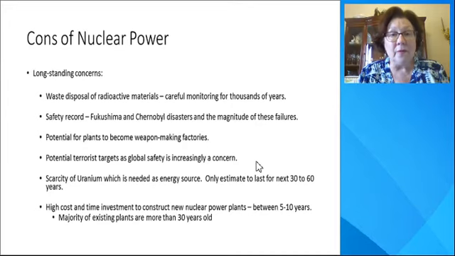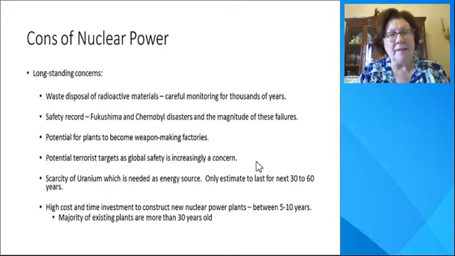There's potential for a nuclear power plant to become a weapon-making factory. A growing concern recently is that these could be targets of potential terrorist activities, as global safety is becoming increasingly hard to monitor. Uranium is quite scarce, which is needed as a part of this energy source. The estimates by scientists are that we only have enough for the next 30 to 60 years.